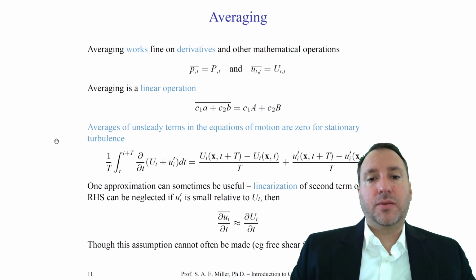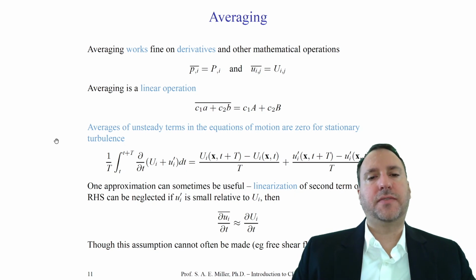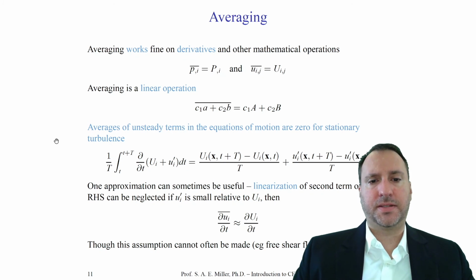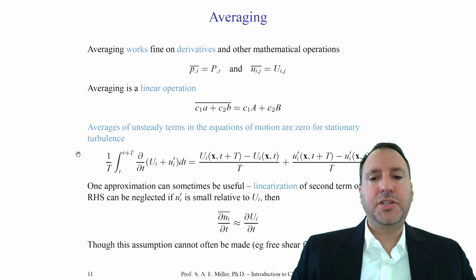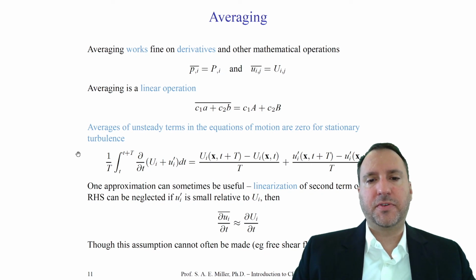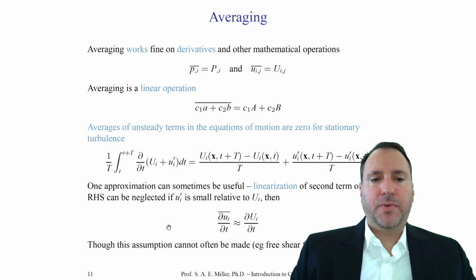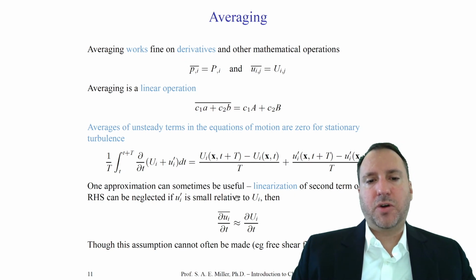Finally, averaging unsteady terms in the equations of motion will result in 0 for stationary turbulence. So in your CFD solver, when you select steady, you're essentially saying that the unsteady terms, the averages of the partial derivatives, will amount to 0. This is particularly written out here. Furthermore, there's a linearization which might be useful for the second term of the right-hand side if we expand out this particular time average on u and u prime for a stationary or non-stationary flow, which is what we've written here. This might be written if we neglect u prime as small relative to u.